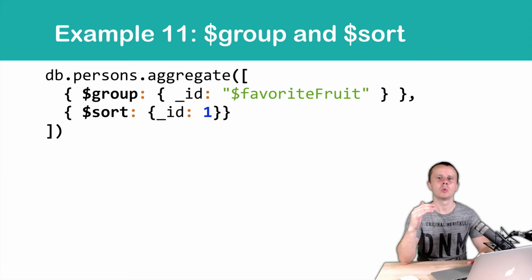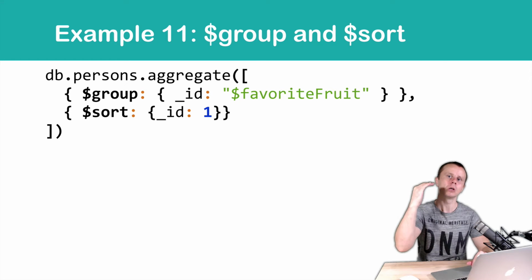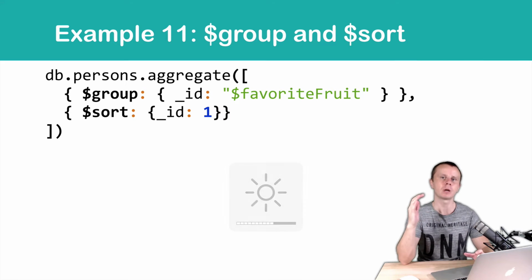In this example, we will add one more stage to the sort stage, and it will be group stage. Of course, order of the stages will be following: first group and then sort. If you would like to add, for example, match stage, then order will be following: match, group, sort. Let's look at this example.